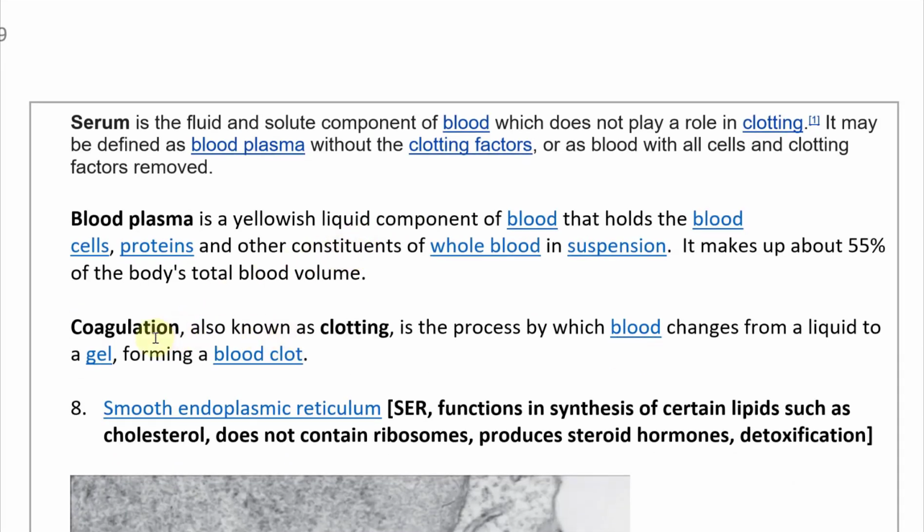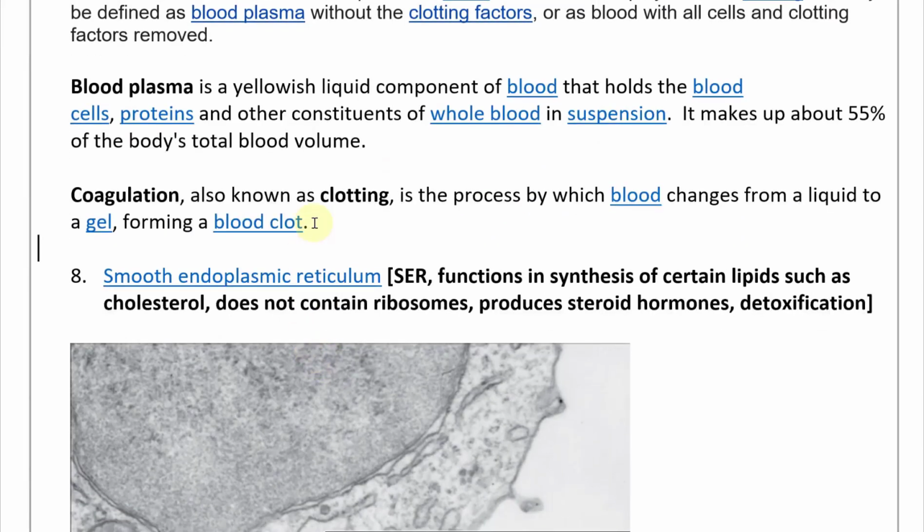And coagulation, also known as clotting, is a process by which blood changes from a liquid to a gel, forming a blood clot. And the factors are all the components that go into this blood clotting mechanism. And the idea of blood clots is to stop the bleeding. All right, let's continue further.